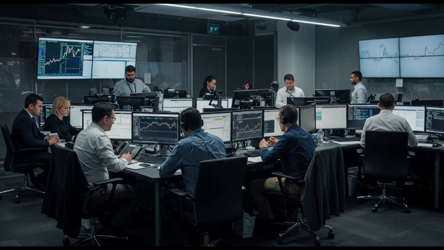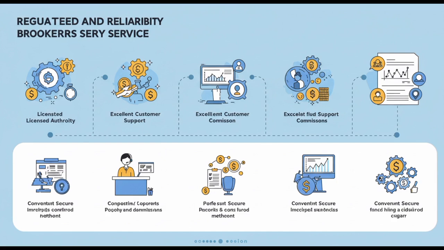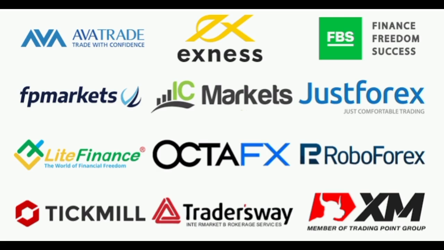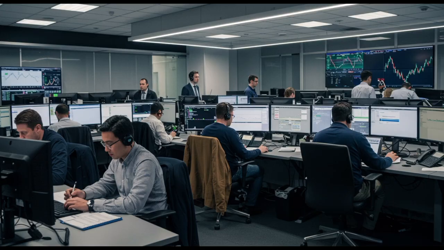When choosing a broker, look for regulation. Make sure they are licensed by authorities, good customer support, low spreads and commissions, easy deposit and withdrawal methods. Example, if a broker is regulated by FCA UK, CySEC Europe, or NFA US, that's usually a good sign. Always avoid unregulated brokers that promise unrealistic profits.